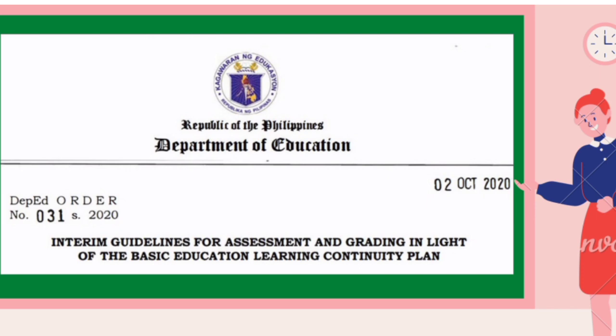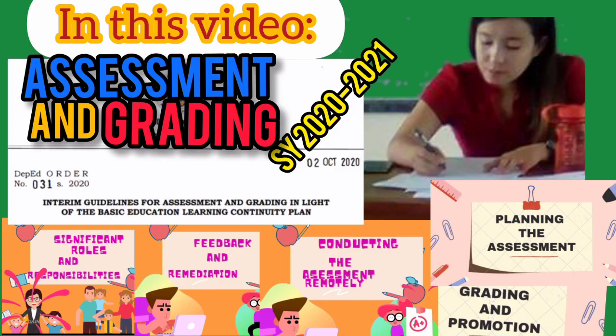The Department of Education issued DepEd Order No. 31, Series of 2020, or the Interim Guidelines for Assessment and Grading in light of the Basic Education Learning Continuity Plan. So this will be the content of my video: Assessment and Grading for School Year 2020 to 2021.